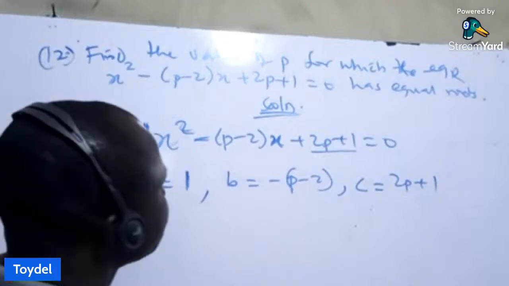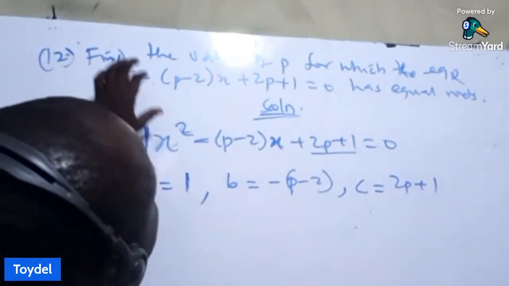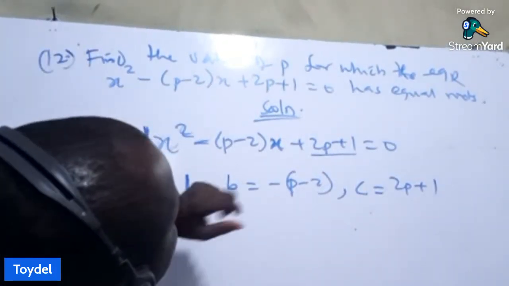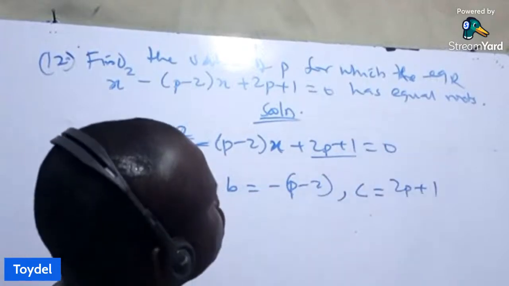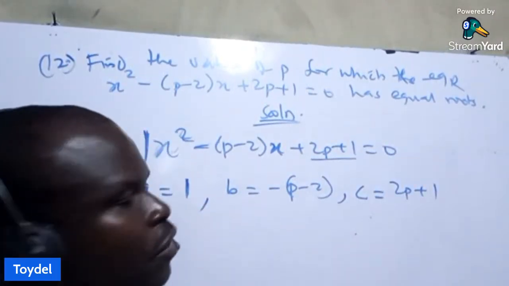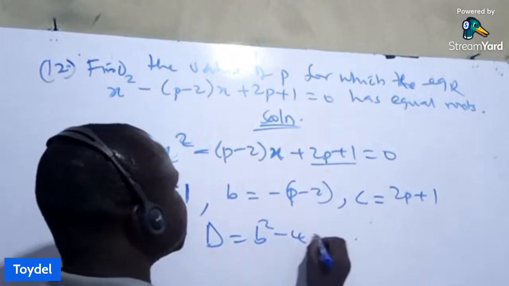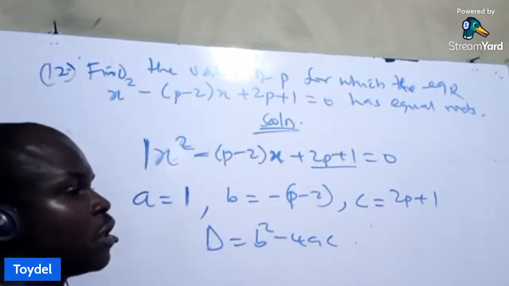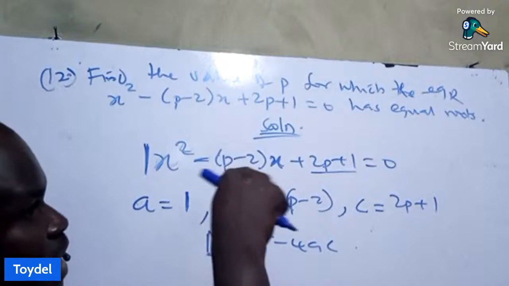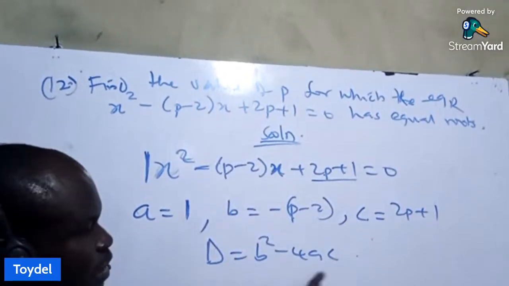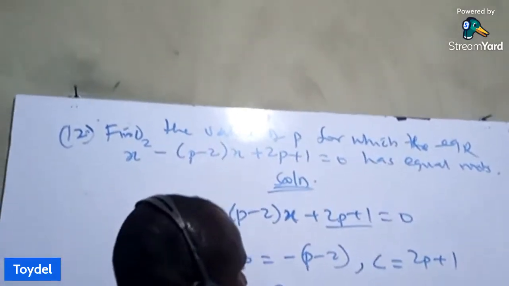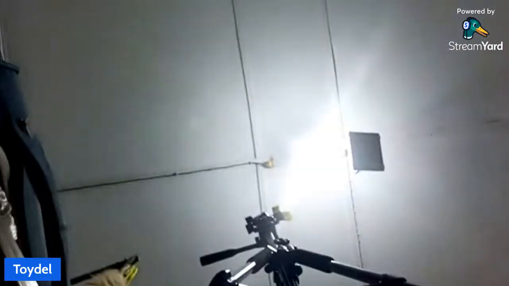That's what you get. But if you look at the theory of quadratic equation, for us to be able to have equal roots, the discriminant must be equal to 0. So what do I mean by discriminant? The discriminant is given as b squared minus 4ac. That is, when you look at the quadratic formula, what you have inside the square root is called the discriminant. It must be equal to 0. If the discriminant is equal to 0, yes.